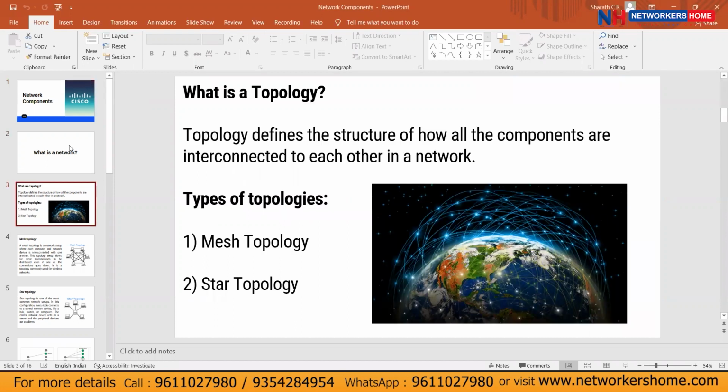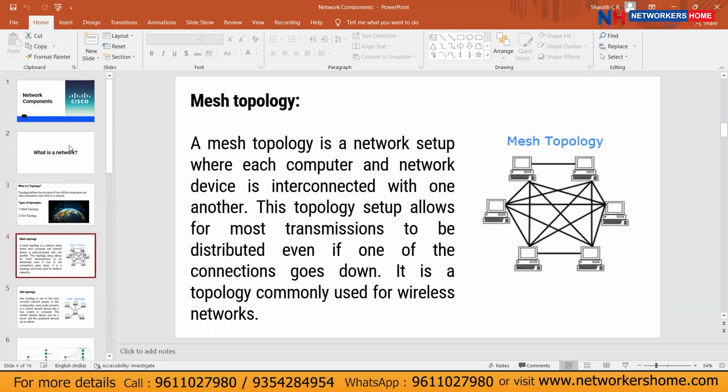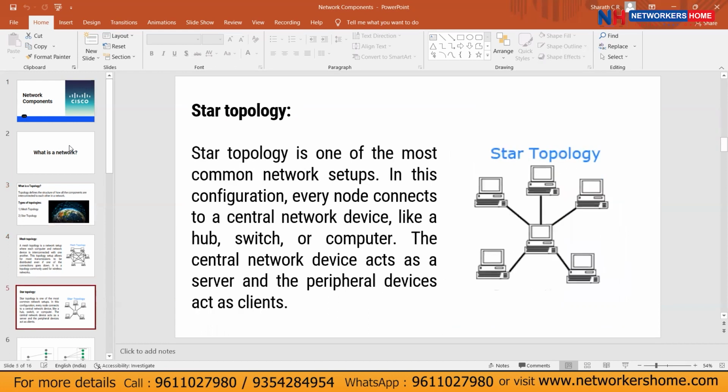Okay. What is a topology? Topology is a graphical representation of a network. It shows how the network components are connected in a network. Correct. And how many types of topologies are there? There are two types of topologies. One is mesh topology, one is star topology. Okay, in mesh topology, each component in the network is connected to every other component in the network. Correct? Complex network. Star topology, each component in a network is connected to a central device.